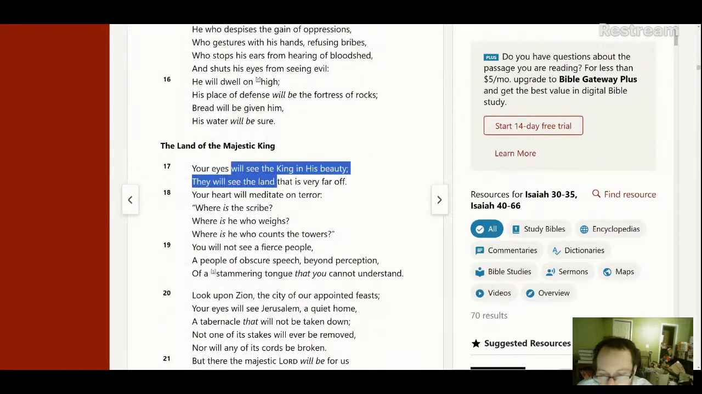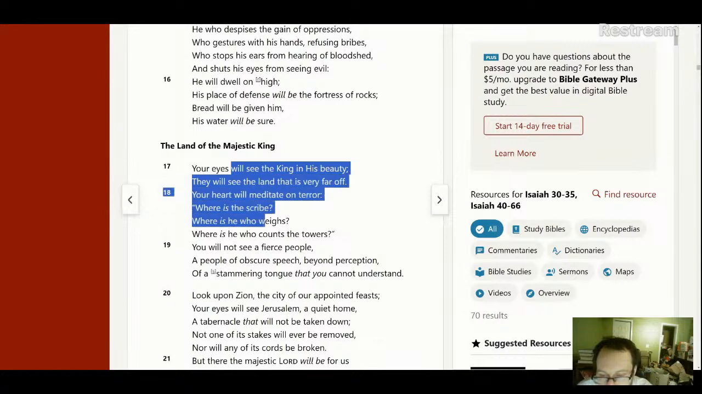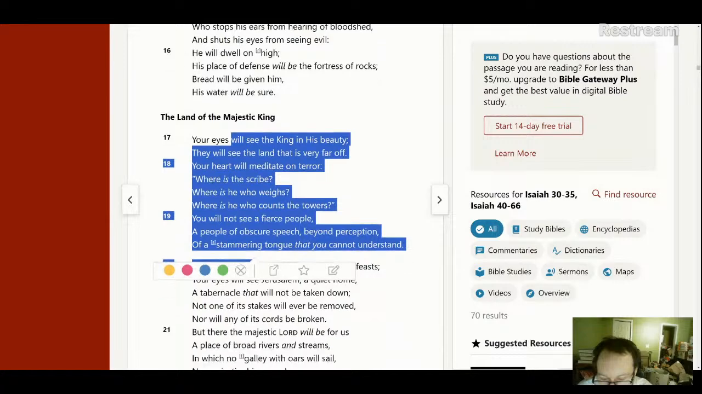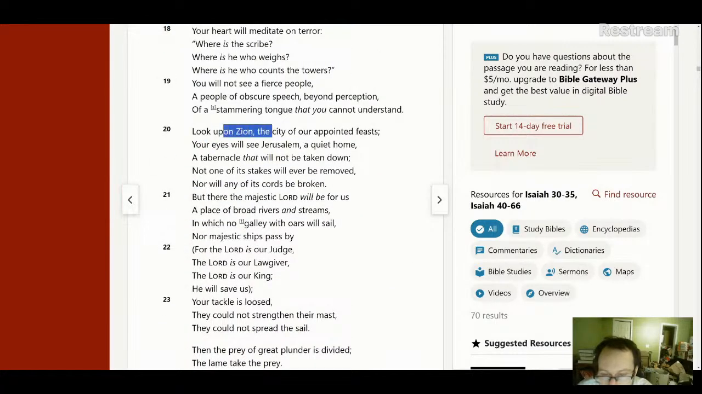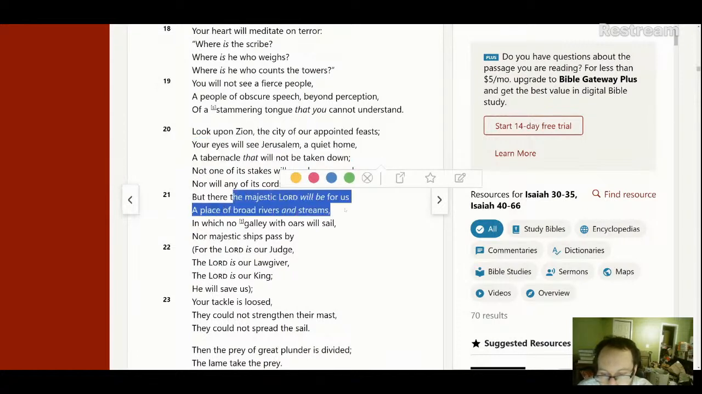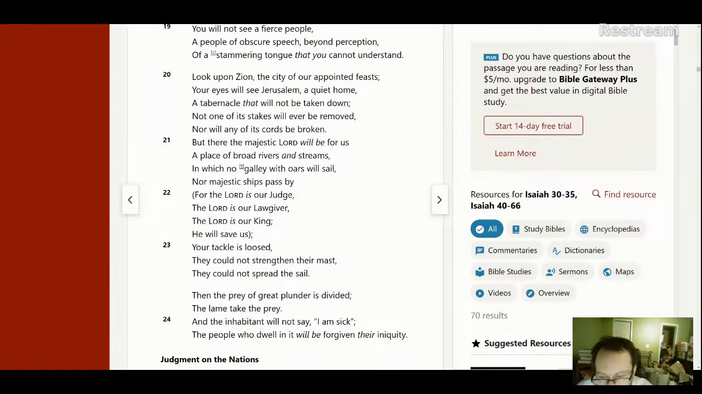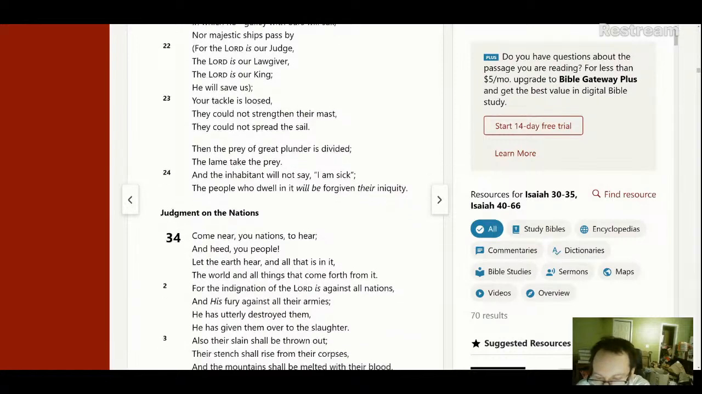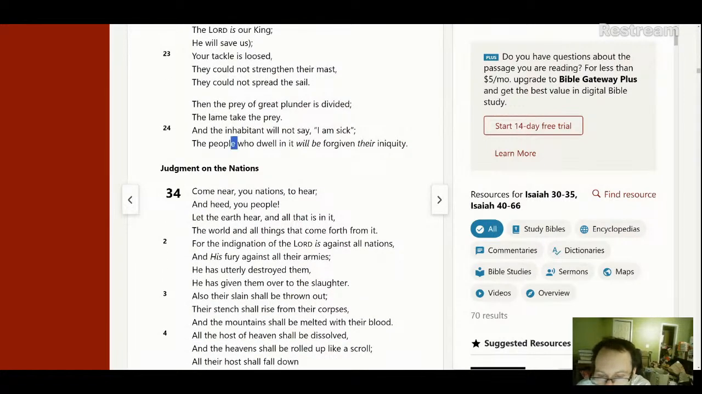Your eyes will see the king in his beauty. They will see the land that is very far off. Your heart will meditate on terror. Look upon Zion, the city of our appointed feasts. Your eyes will see Jerusalem, a quiet home. Okay, there the majestic Lord will be for us, a place of broad rivers and streams. The Lord is our judge. The Lord is our lawgiver. The Lord is our king. He will save us. The people who dwell in it will be forgiven iniquity.